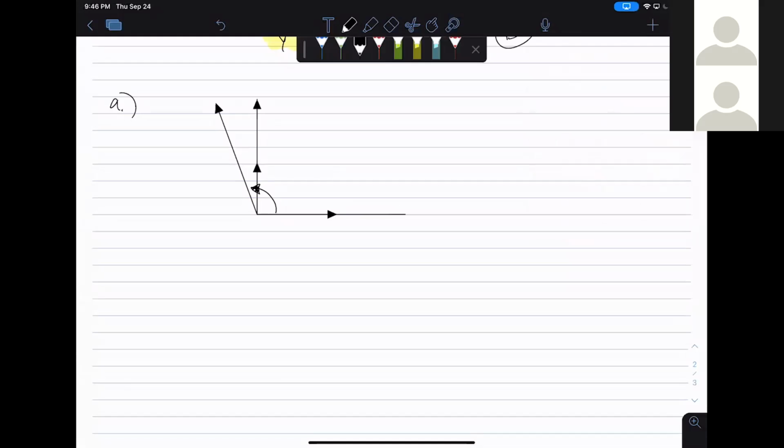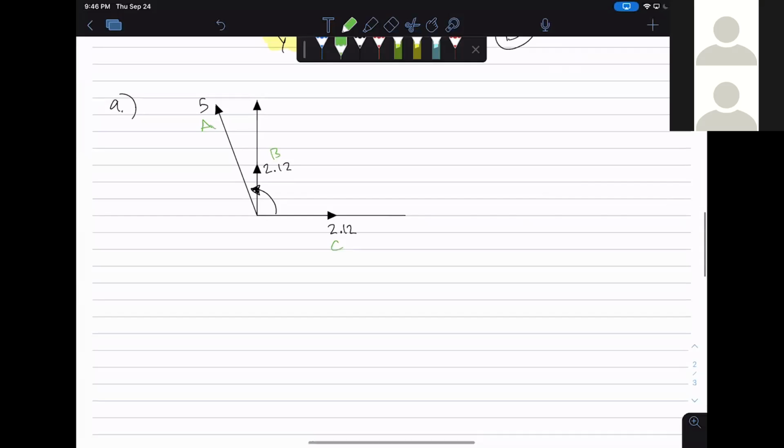All right, and we're back. Okay, so we got one right here. We got 5, and we got 2.12 again. Okay, so this one is A, and this one is B, and this one is C. So the magnitude of the resultant vectors: we have to sum all these vectors up and get the magnitude of it.